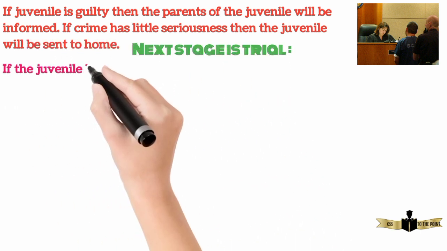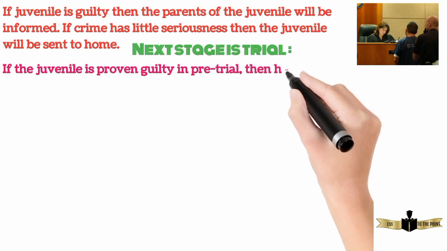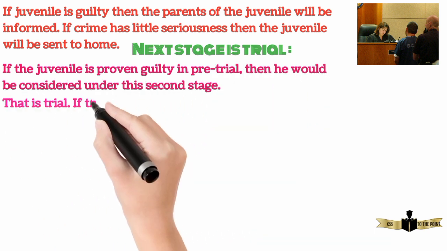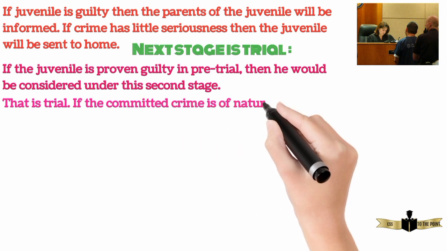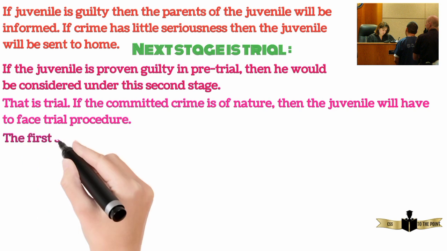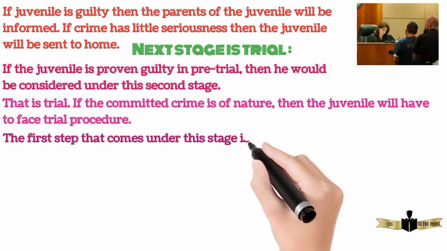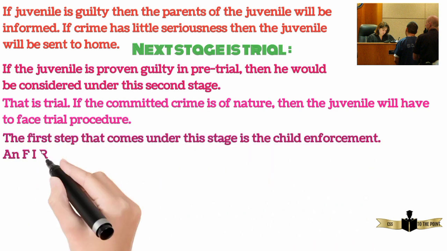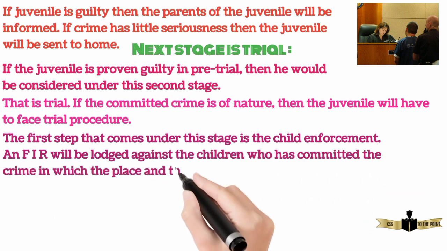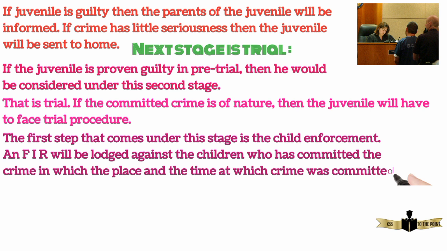If the juvenile is proven guilty in pre-trial, then he will be considered under the second stage, that is trial. If the committed crime is of a serious nature, then the juvenile will have to face the trial procedure. The first step that comes under this stage is the case enforcement. An FIR will be lodged against the child who has committed the crime, in which the place and the time at which the crime was committed will be recorded.